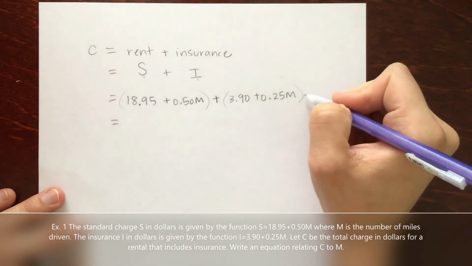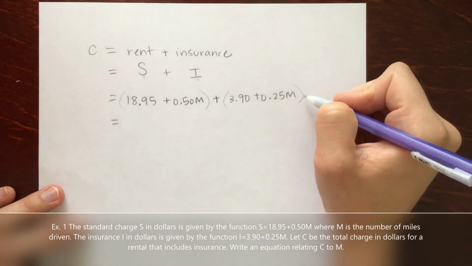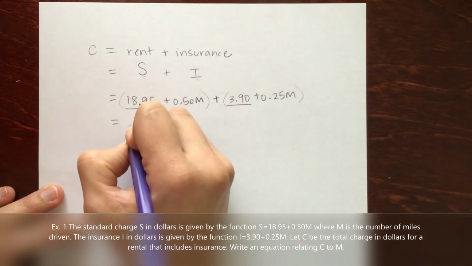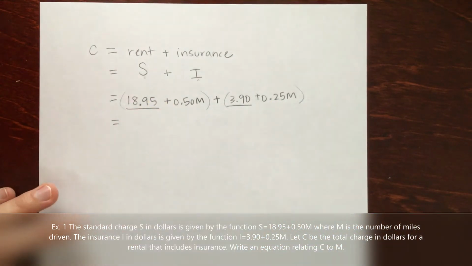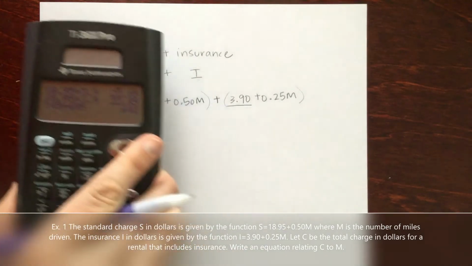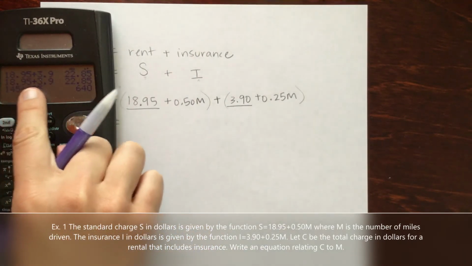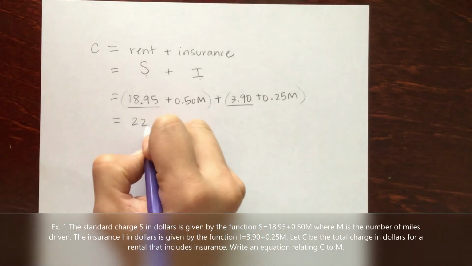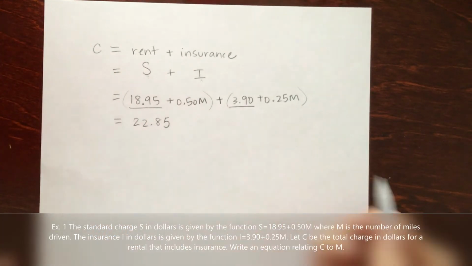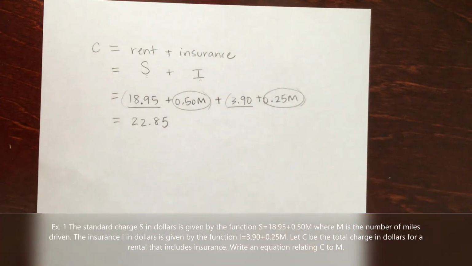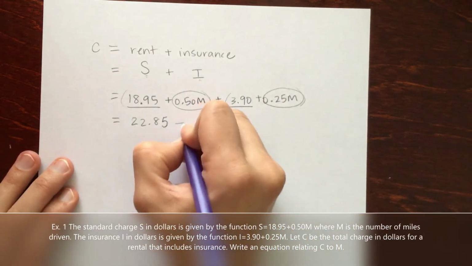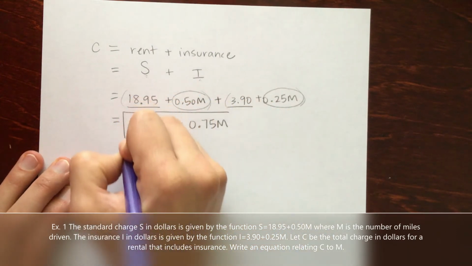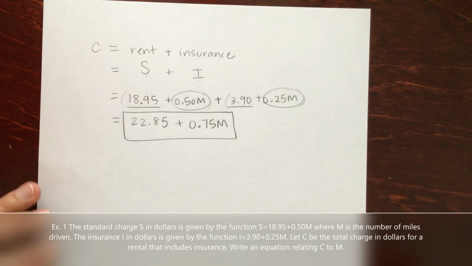This isn't your final answer. You need to make sure you actually combine like terms. So I need to add these two numbers together. What do we get? I typoed whatever's in my notes here. So 18.95 plus 3.9 is 22.85. You probably saw I already added those two together. I did that in my head and got 22.85, plus 0.75m. So this is the total cost to rent a car if you want to add insurance to it.